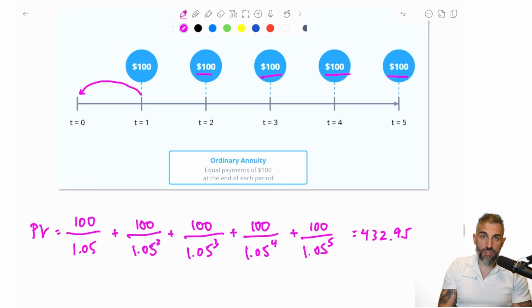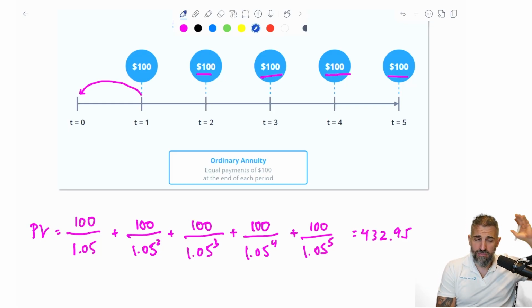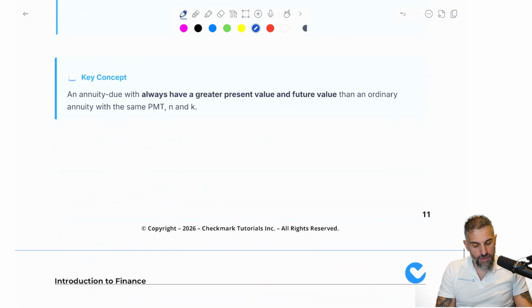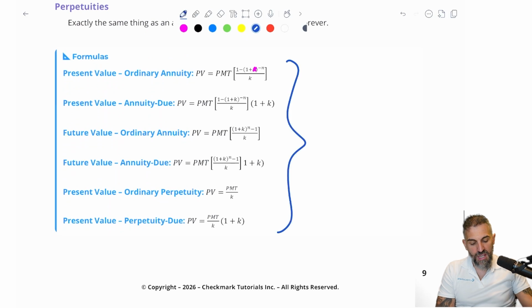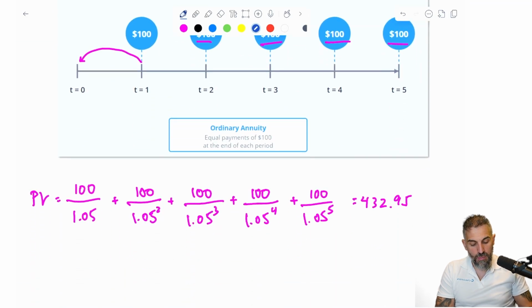And I never want you guys to do it this way necessarily, but I want you to understand that whenever you're finding the present value of an entire timeline, this is technically what you're doing. But because a timeline could have hundreds of periods, this is obviously not how you're going to do it. This would take forever. Here it was only 5, not so bad. But imagine you had 1,000 periods, you'd be dead. So that's why we have these formulas. These formulas that you see here basically do this, but in one shot.